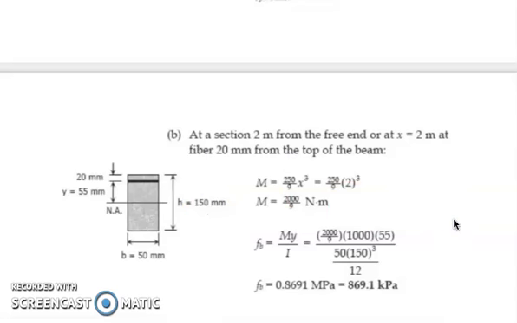Now we can have our moment, which is 250 over 9 x cubed. We simply substitute x is 2, so we have 2,000 over 9 Newton meters. And we have now our flexural stress, My over I. We substitute our M, convert this to millimeters, so times 1,000, times our y, which is 55, over our I, bh cubed over 12, where b is 50 and h is 150, to the third over 12. So we got our flexural stress as 869.1 kilopascal.